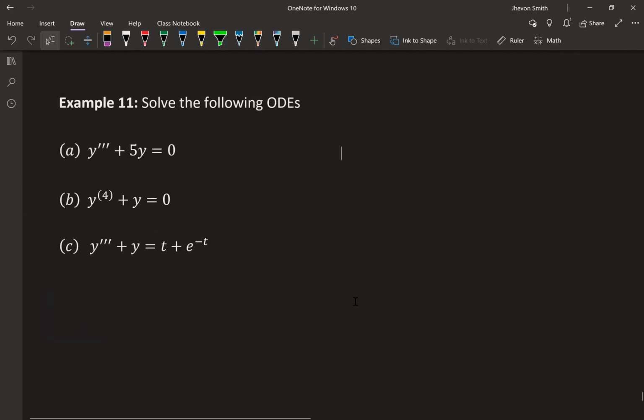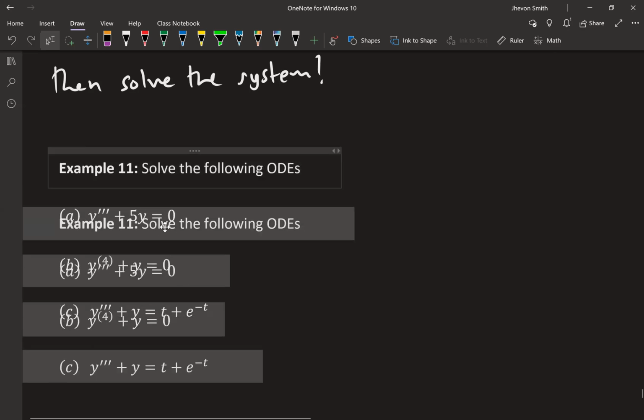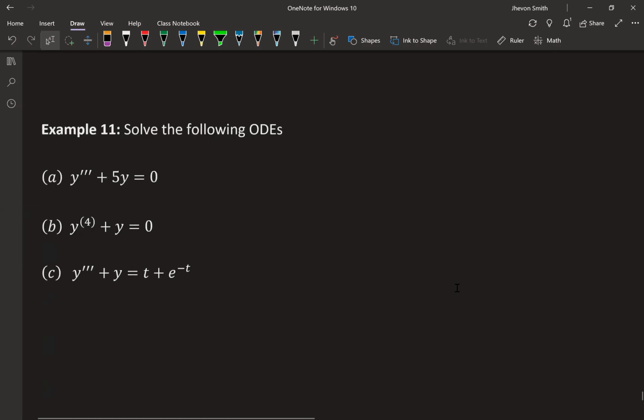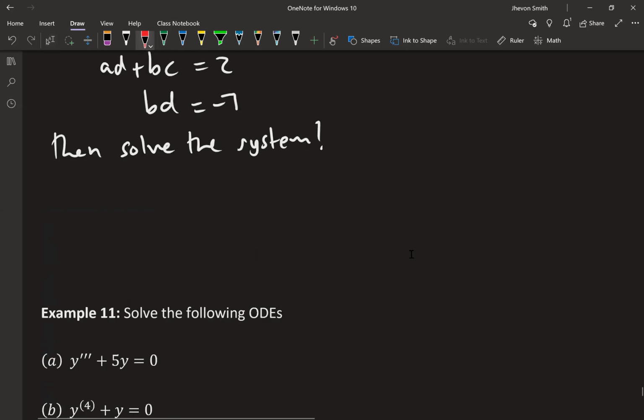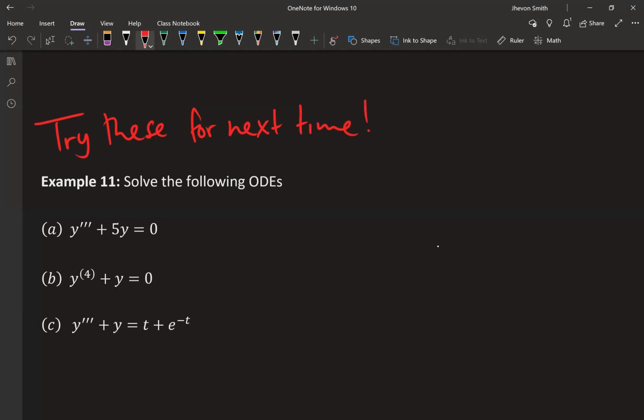All right, so here are some examples, which, I don't know, I doubt anyone actually solved them, so try these for next time. So use what I taught you today, get those out of the way, and we'll try those for next time.